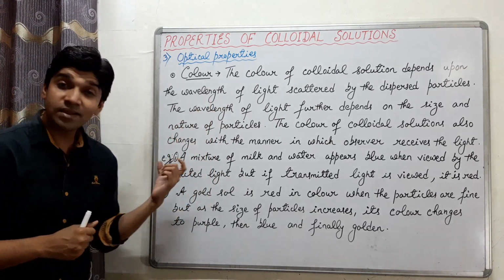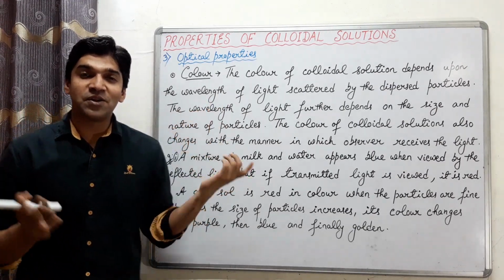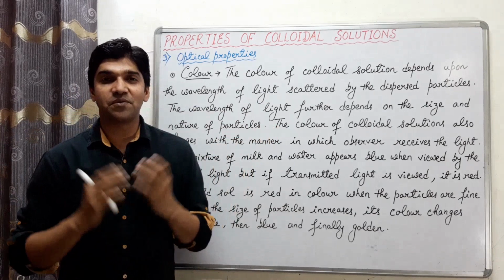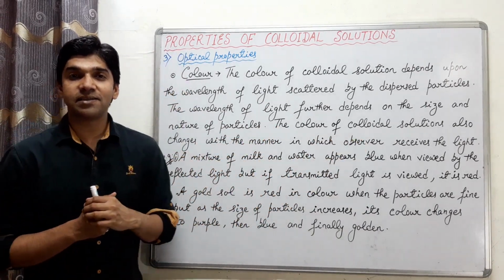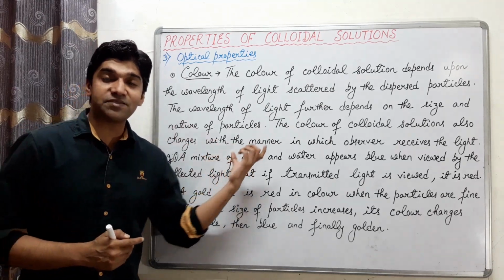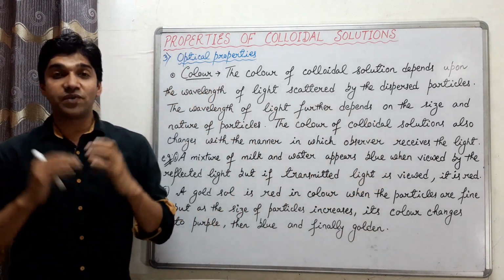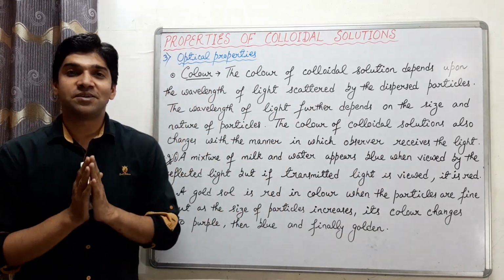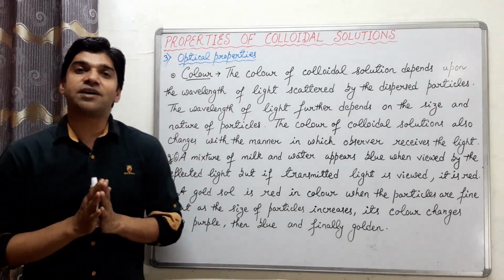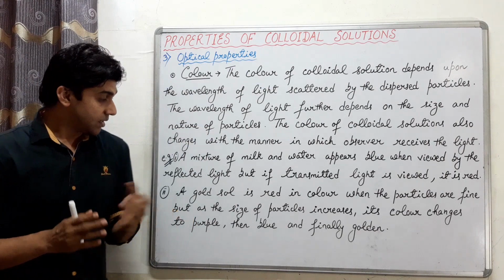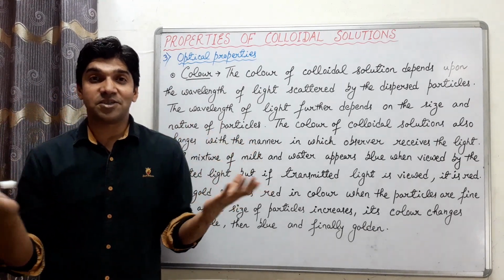Example लेते हैं. So a mixture of milk and water will appear blue in color when it is viewed by the reflected light. And if the transmitted light is viewed, then the same mixture will appear red. So we have a difference in color when we change the angle from which we observe the colloidal solution.